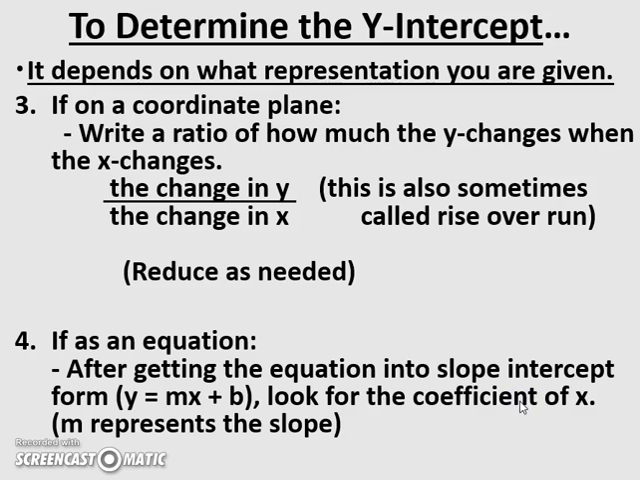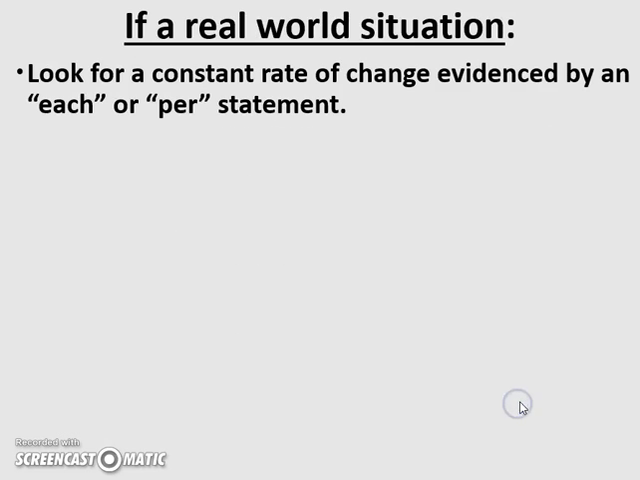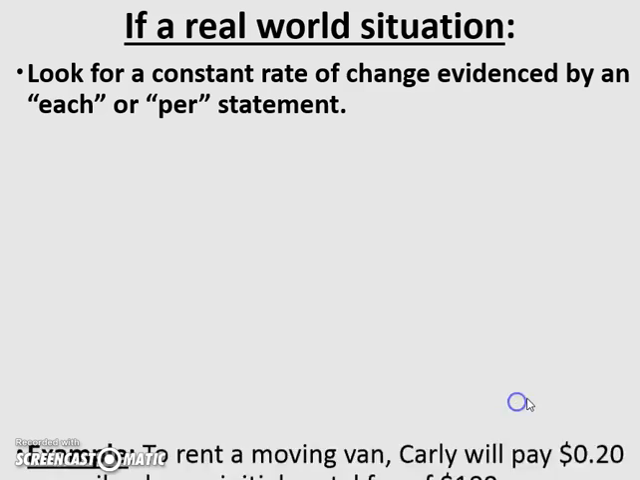If given an equation, after getting the equation into slope-intercept form, which is y equals mx plus b, look for the coefficient of x, which represents the slope. So let's begin with a real-world situation. Remember, we're looking for the constant rate of change, which can be found near a per or each statement.